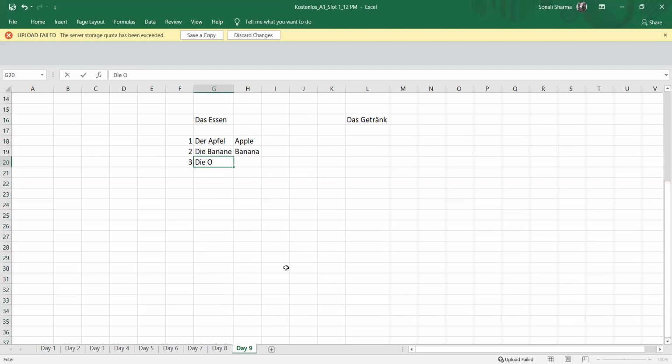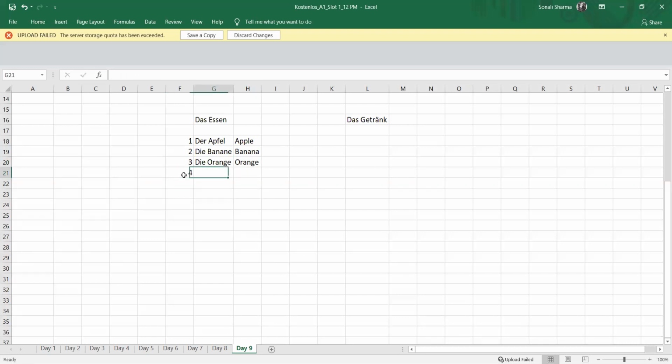Die Orange. The spelling is the same, but what we say is orange. Der Apfel, die Banane. We say it as banana. Die Banane, die Orange.